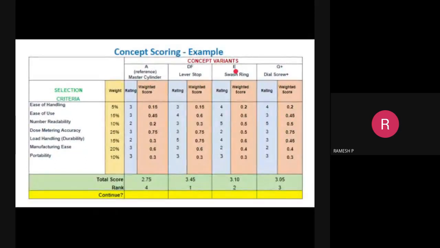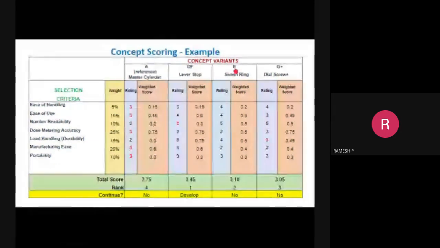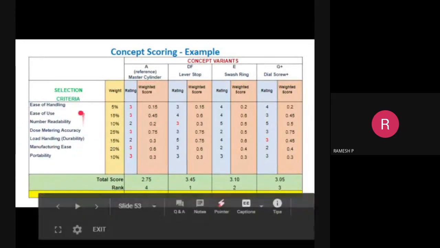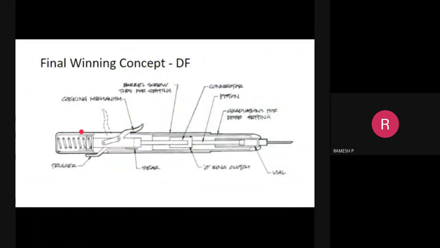Okay, so now based on the result, let us take the decision on which most promising concept to select. So the concept of DF is selected for further development, that is, for the next stages. Okay, since DF is found to be a promising concept with respect to the corresponding selection criteria. So as I said, DF is found to be the final winning concept in our own example.